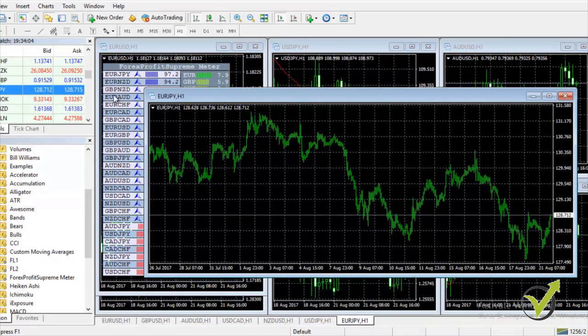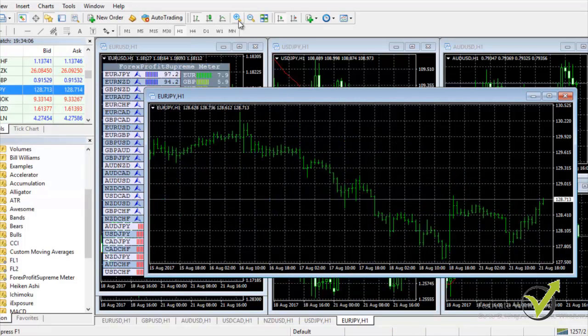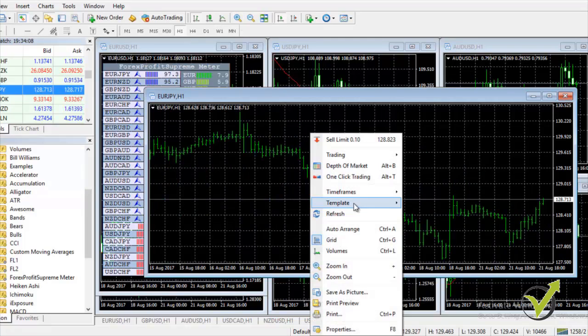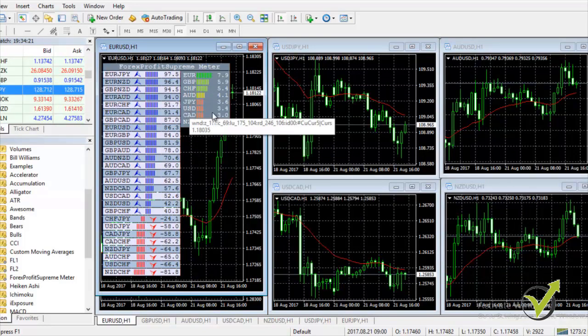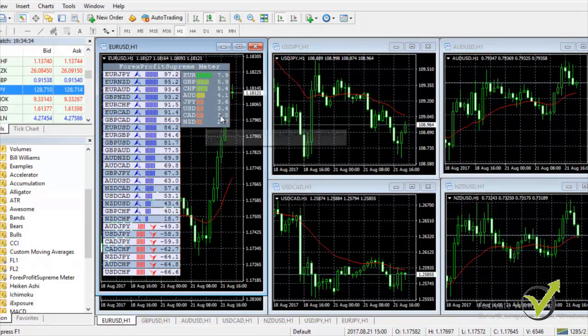As you can see, euro yen is just going up, guys. I will put the template that we have prepared over here. All right, as you can see, euro yen is going up. So this indicator, Forex Profit Supreme Meter, shows you which currency is the strongest, which currency is the weakest, where are all the rest, and on the left side you can see all the pairs, which one is on the top, which one is on the bottom.